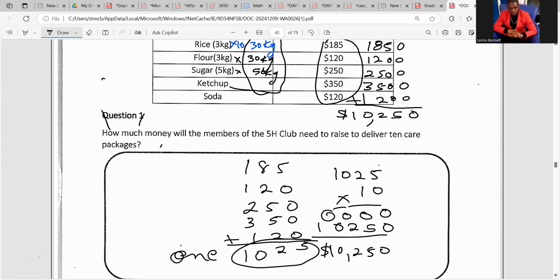If this is the cost for one, they want you to work out what 10 costs, what 15 costs, what 20 costs, I think 50 and 100. So it's a lot of calculation they want you to do. But they want you to work out if one costs $1,025, how much would 10 cost? You already did that one, right? How much would 15 cost? How much would 20 cost? How much would 50 cost? And 100, right? So that's basically what they want us to do.